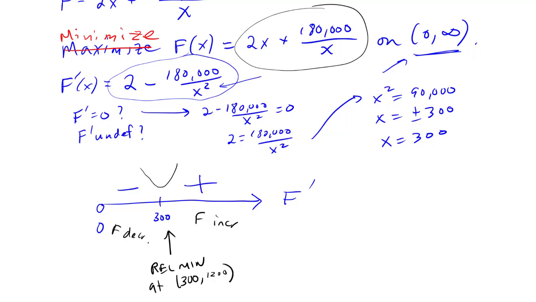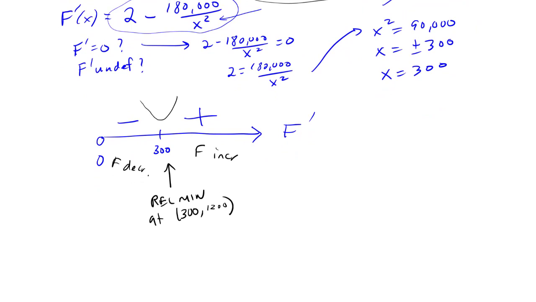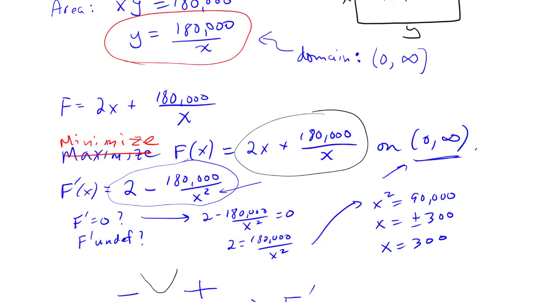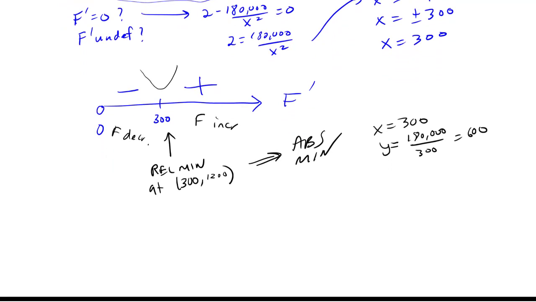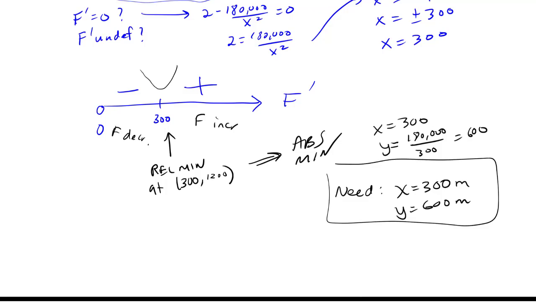So then I reasoned to myself, okay, well, it's a relative minimum, but it was always decreasing before and always increasing after. So this relative min has to be my absolute min, and that's exactly what I'm looking for. So I'm looking for an x of 300, and y was 180,000 over x. So 180,000 over 300, which is going to give you 600. So in this case, we would need x equals 300 meters, I believe we were in. y is 600 meters.